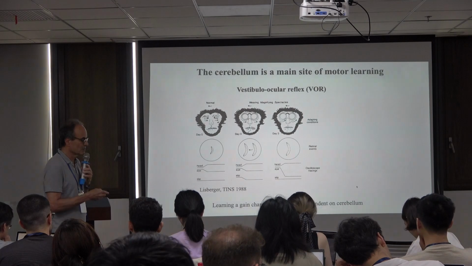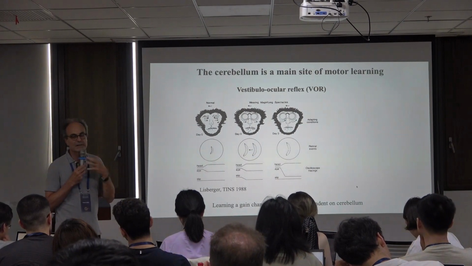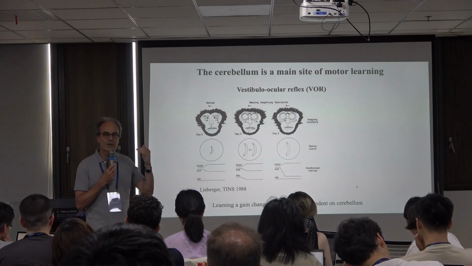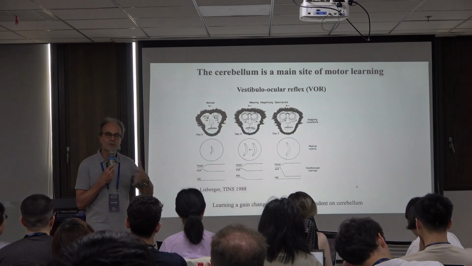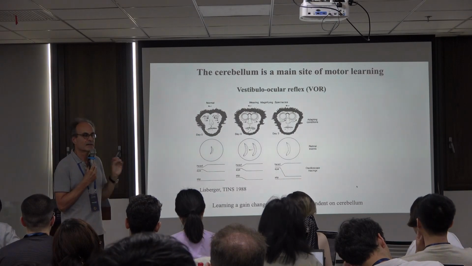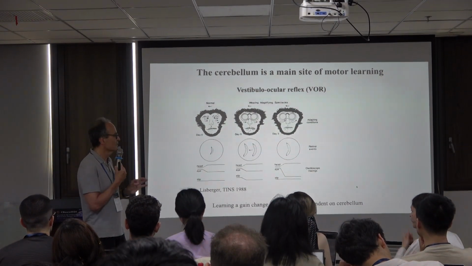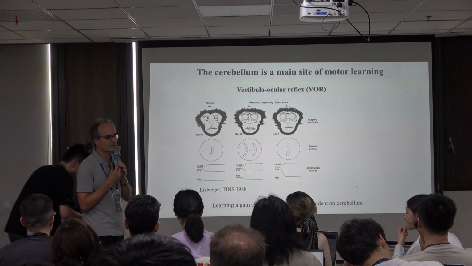And people have shown in the course of years that this is really dependent on the cerebellum. You can block the output of the cerebellum, and you won't adapt. You can do all kinds of manipulations that are really cerebellar specific, and you will block this reflex.